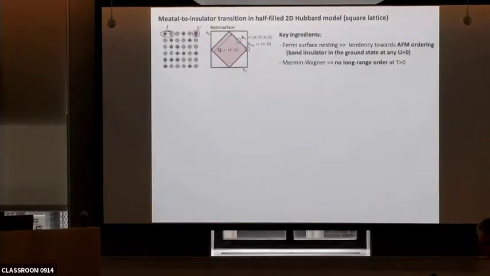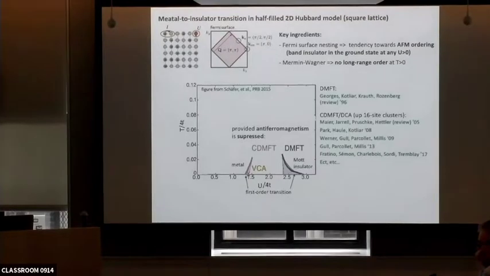So the problem: the main ingredient of the Hubbard model at half filling is that the Fermi surface is nested and there's a natural tendency towards anti-ferromagnetic instability. In particular, the ground state is anti-ferromagnetic for any non-zero U. However, there's a competing effect, of course. The Mermin-Wagner theorem tells us that there's actually no long-range order unless the temperature is zero, so the problem becomes quite non-trivial.